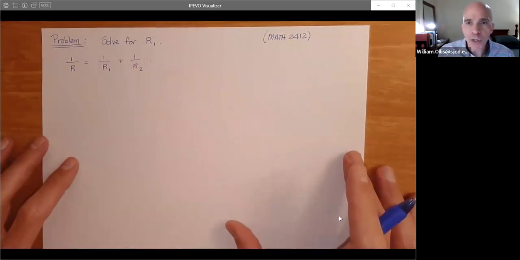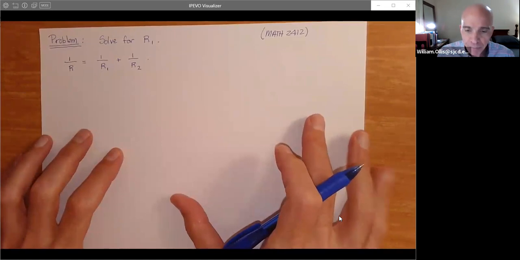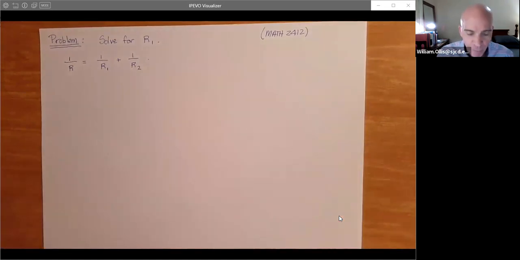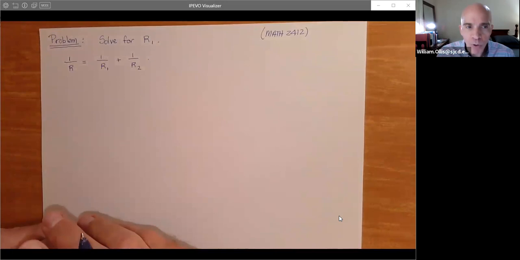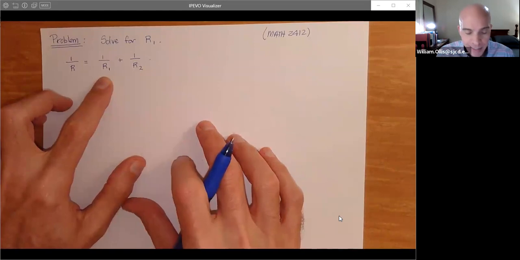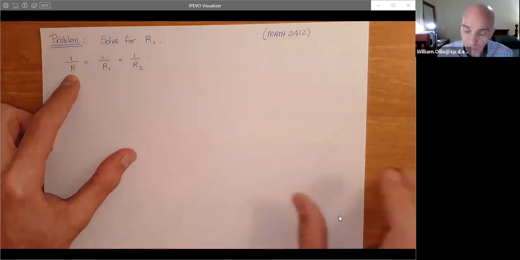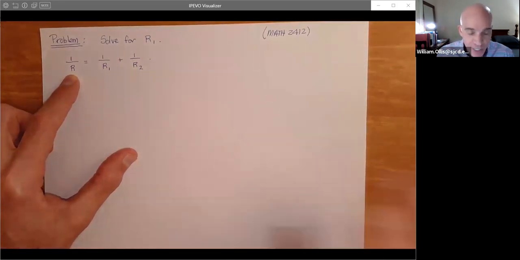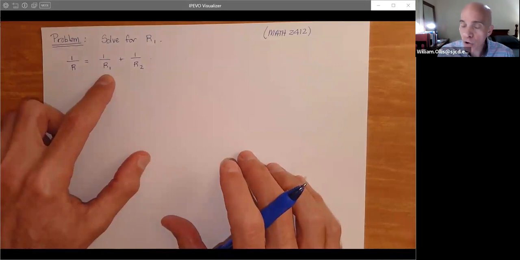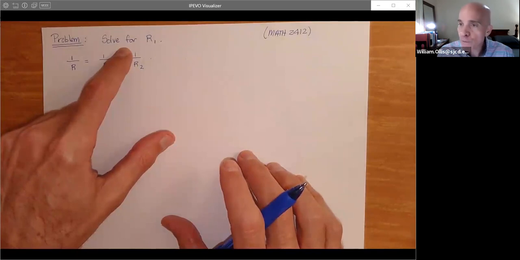Now, we talked about the square root property, and I'm going to say more about quadratic equations today and solving equations in general. But I thought this was an interesting problem. It says solve for r sub 1. This is an equation you would see in a physics class, a parallel resistance type problem. We have 1 over r is equal to 1 divided by r sub 1 plus 1 divided by r sub 2. And the problem says just solve for r sub 1.